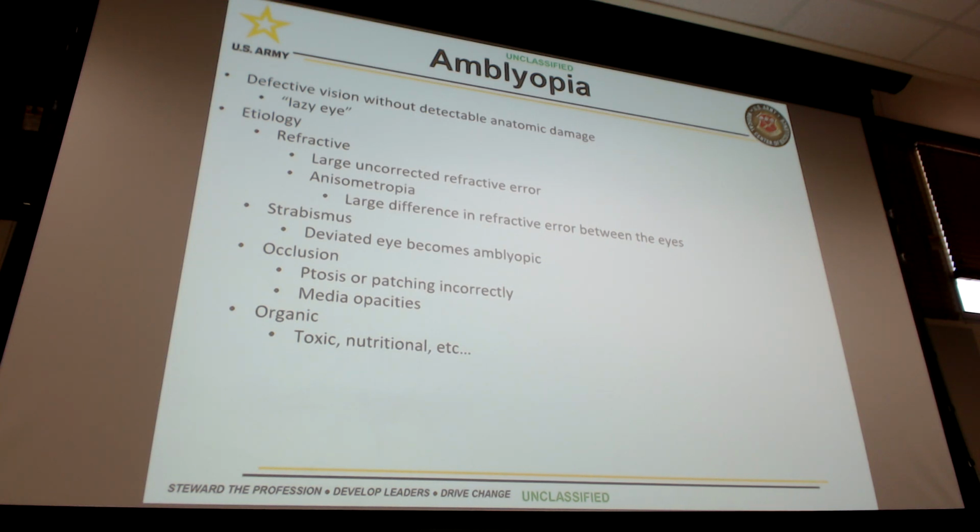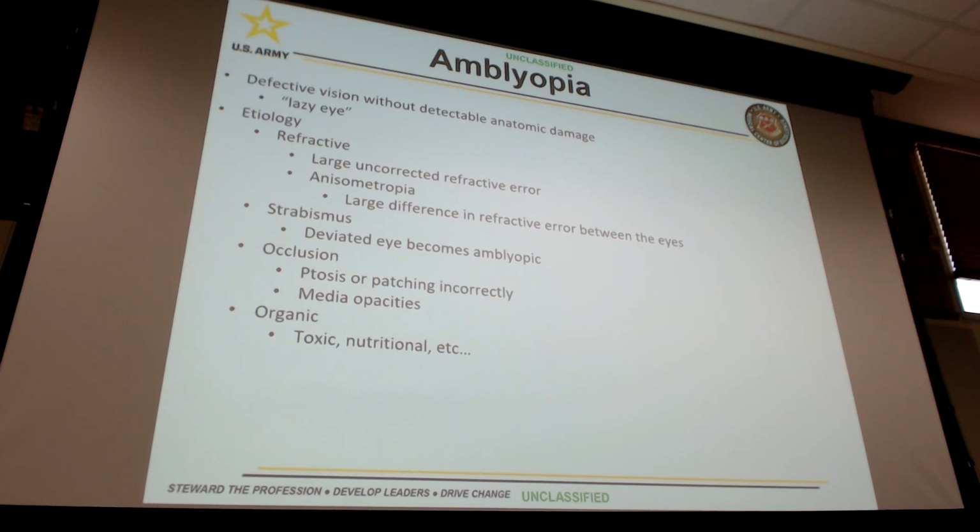Yes? Is that the same as monovision? Or is it like because it's opposite? Monovision is not the same as amblyopia. Monovision is a lot of times what we will prescribe for presbyopic patients that can't see up close. We'll correct one eye for distance and one eye for near, which also eliminates your depth perception, but you still have 20/20 at both distances. That's monovision. Good question.